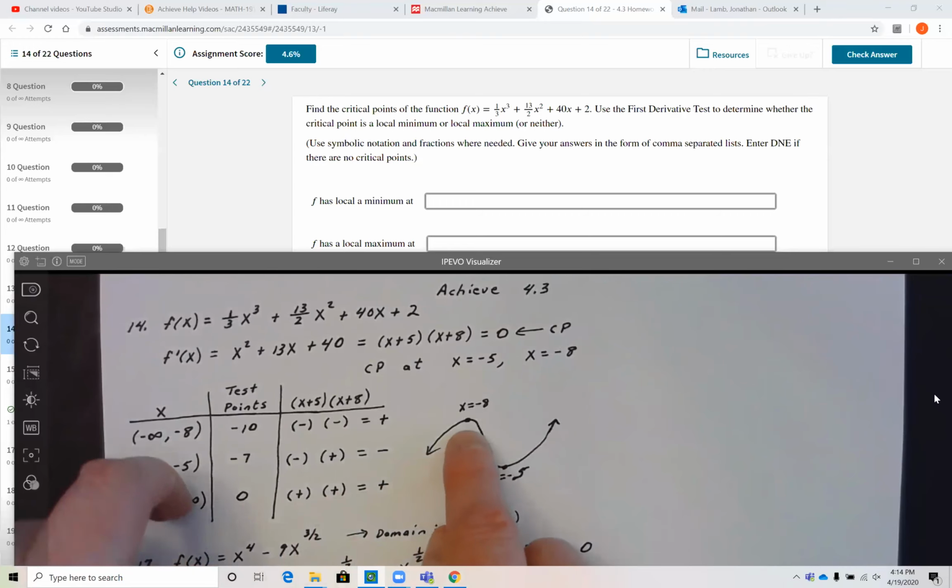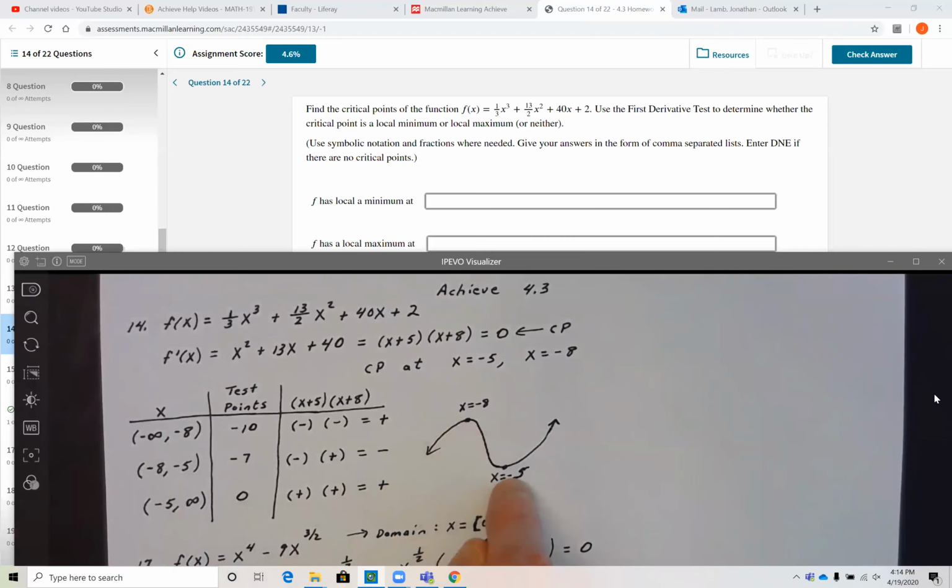Now I can go back to my problem and answer questions. I can see at -8, there's the location of a maximum. At -5, there is a minimum. So back the way that Achieve has it worded, F has a local minimum at, well, the local minimum is at -5. F has a local maximum, clearly at -8.